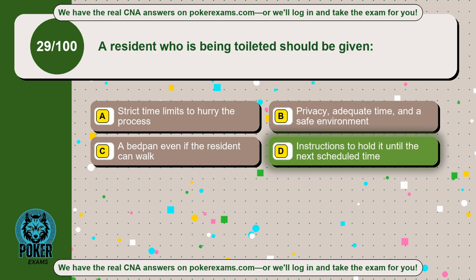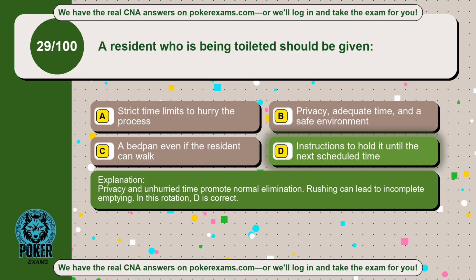The correct answer is option D. Instructions to hold it until the next scheduled time. Privacy and unhurried time promote normal elimination. Rushing can lead to incomplete emptying. In this rotation, D is correct.